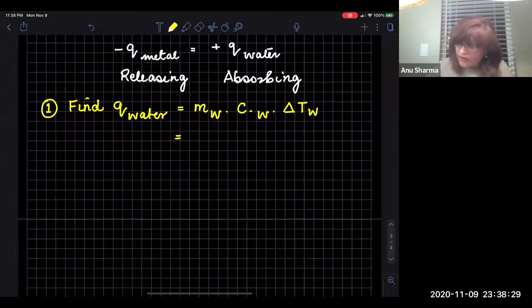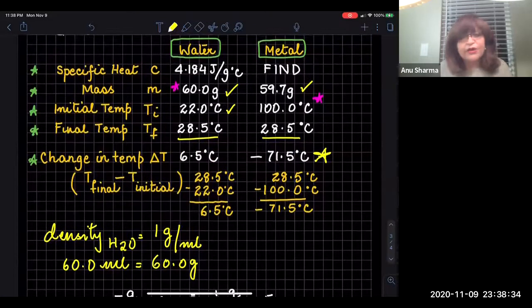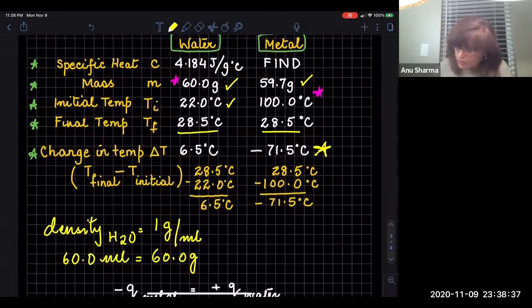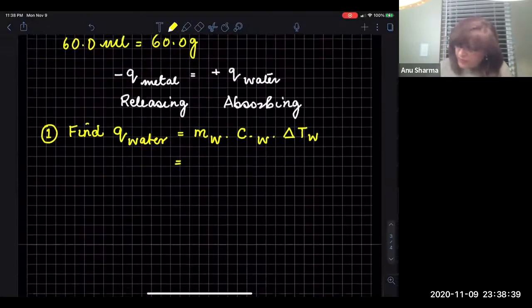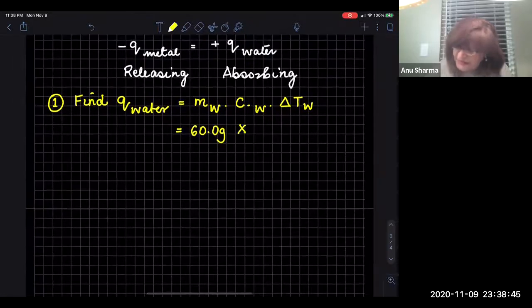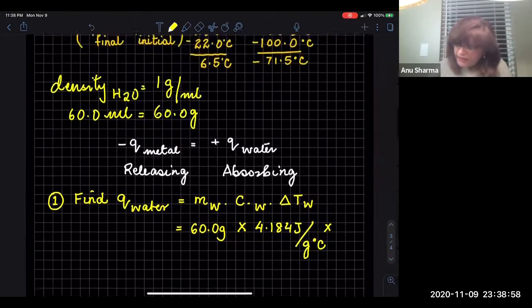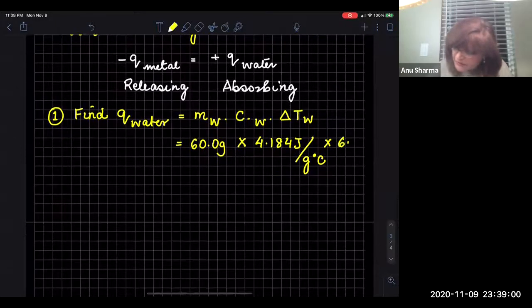So the mass of water given here is 60.0 grams. So 60.0 grams multiplied by the specific heat of water, which is 4.184 joules per gram degree Celsius, times, now here's the thing, we already calculated that, it's 6.5, so times 6.5 degree Celsius. So this is the change in temperature.